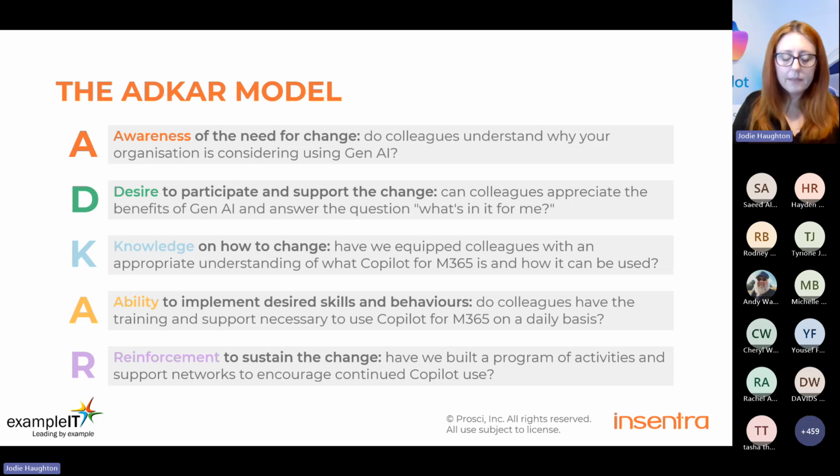This is really where we need to get into the nitty-gritty of different people's job roles and start answering the question, what's in it for me? If you can't articulate what's in it for me for a specific user group, then we need to dig into what's important for them, have a look at their job role, and start really understanding how the technical functionality of Copilot can impact them on a day-to-day basis.